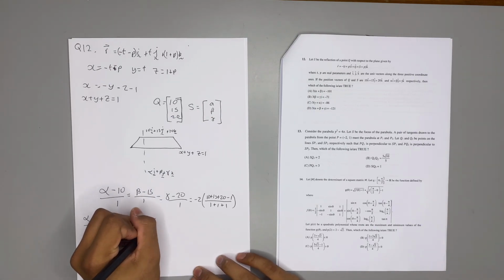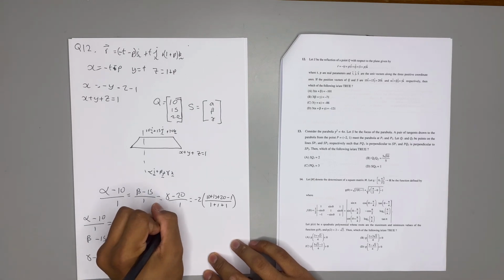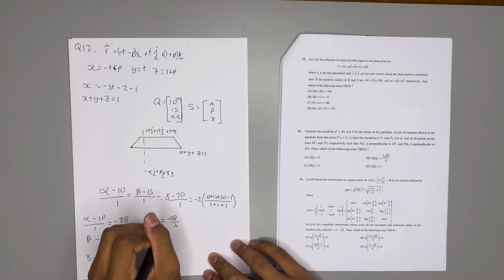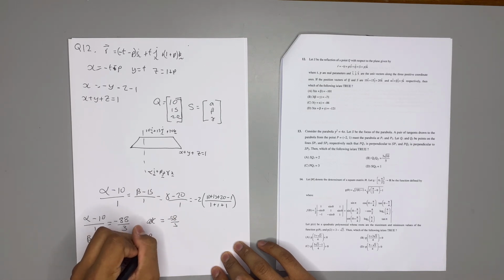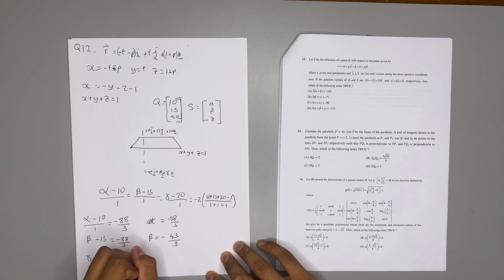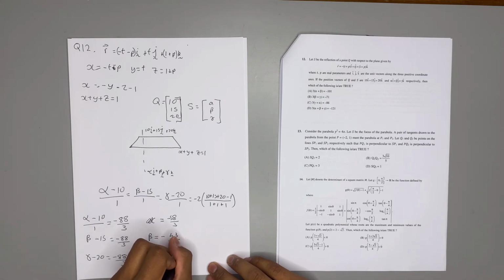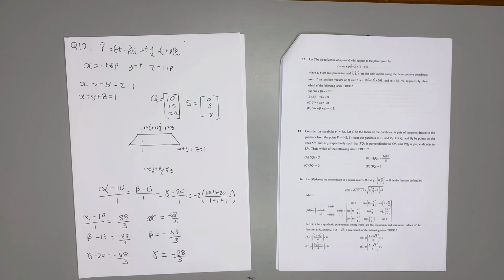Therefore, alpha then equals, add 10 to both sides, negative 58 upon 3. Beta equals, add 15 to both sides, we get negative 43 upon 3. And gamma, add 20 to both sides, we get negative 28 upon 3.